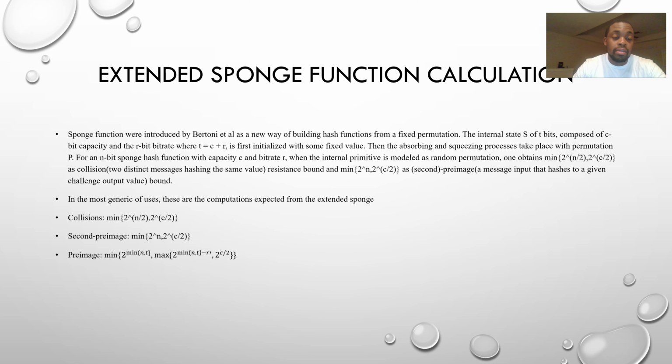And then you have the pre-image, which is the minimum between 2 to the power of the minimum of n and t, and the max of 2 to the power of the minimum of n and t minus r prime, which is the output of r, and 2 to the power of c divided by 2. It's kind of confusing, I know.